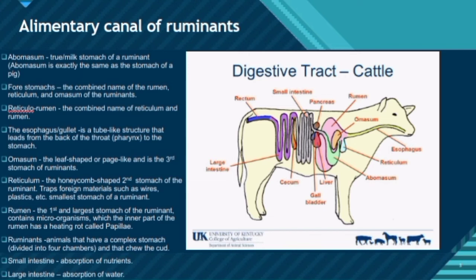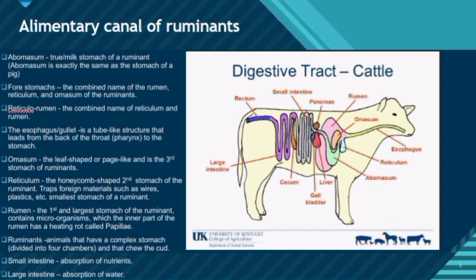And then we also have what I explained, the difference between ruminants and non-ruminants. So ruminants are animals that have a complex stomach, and non-ruminants are animals that have a non-complex stomach, meaning that they have only one stomach. But ruminants have a complex stomach, meaning it is divided into four chambers, four stomachs, and they chew the cud, and non-ruminants don't chew the cud.